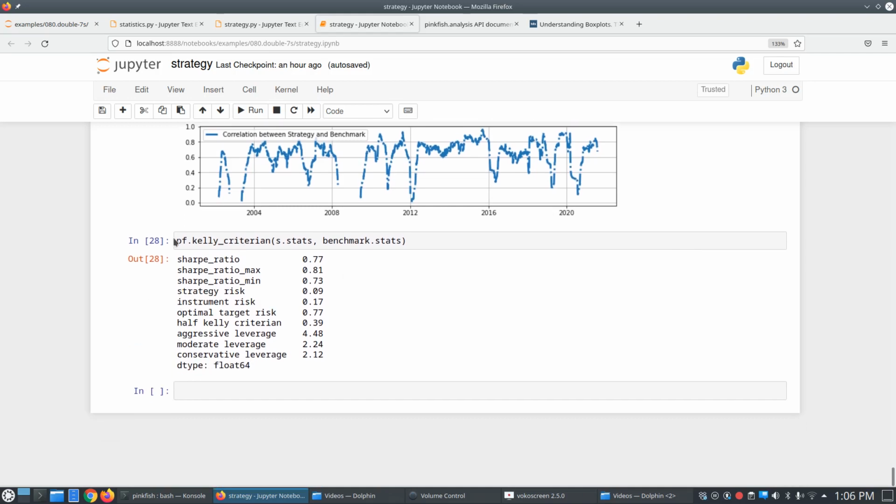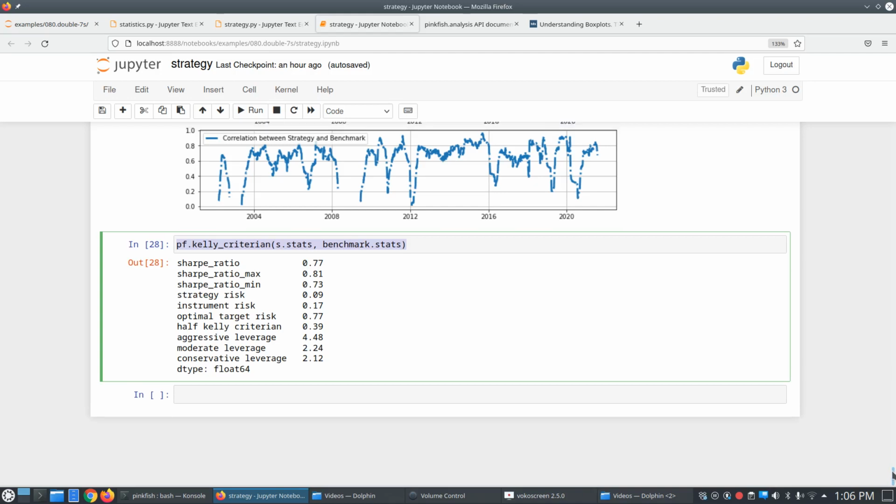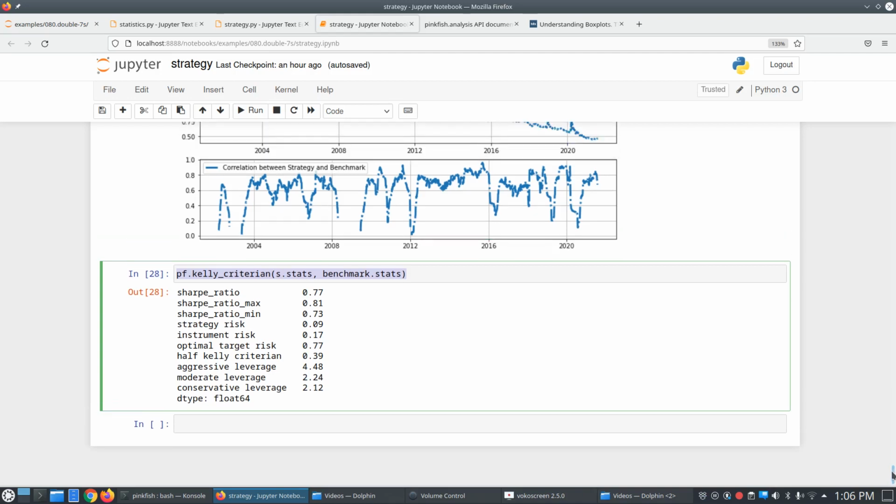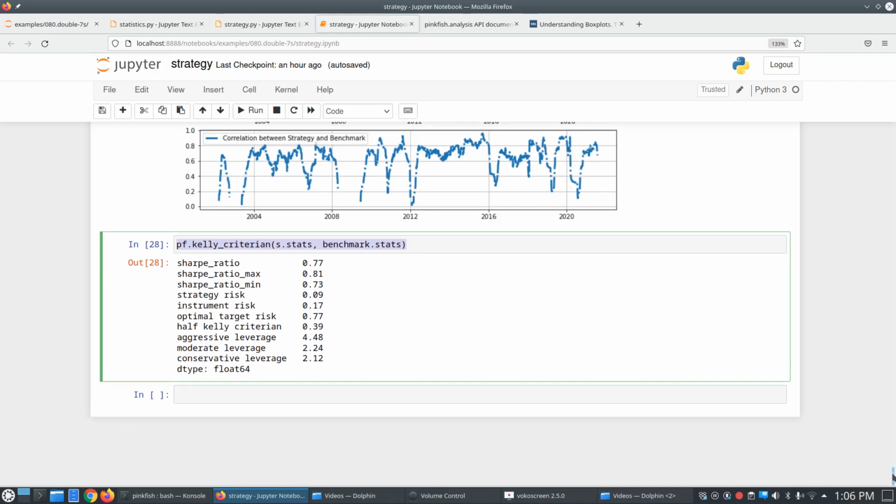The next part is the Kelly Criterion. Kelly Criterion is a way to size your margin, to decide how much leverage you want to use. So we ran this strategy with no leverage, but if you're able to get access to margin, then you should be using margin when it makes sense. And so the question is, does it make sense? And that's what Kelly Criterion tries to answer for you.